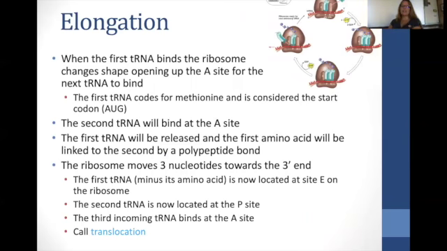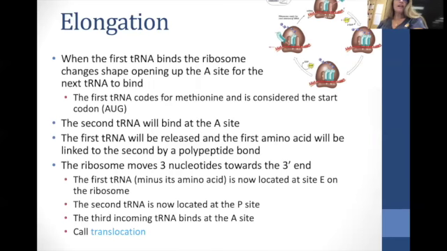When the first tRNA binds to the ribosome, it changes shape, opening up the A site for the next tRNA to bind. The first tRNA codes for methionine and is considered the start codon. Memorize AUG as the start codon because they're not going to tell you that on the chart. It will just say AUG or methionine. You need to know that's the start codon.